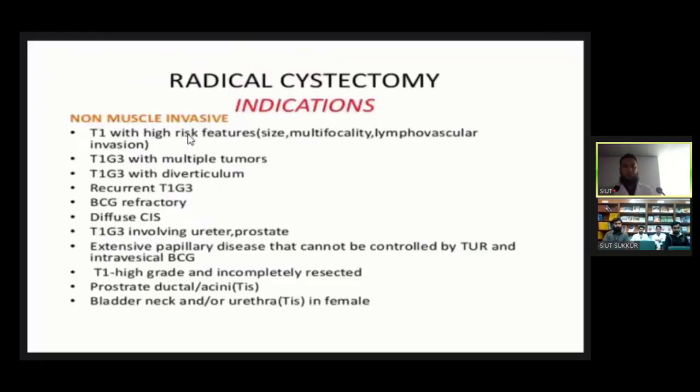So, what are the indications for radical cystectomy in non-muscle invasive tumor? T1 with high risk features, T1 grade 3 with multiple tumors, T1 grade 3 with diverticulum, recurrent T1 with grade 3, BCG refractory diffuse carcinoma in situ, extensive papillary disease that cannot be controlled with TUR and intravesical BCG, T1 high grade with incomplete resection, and prostate and bladder neck cancer.